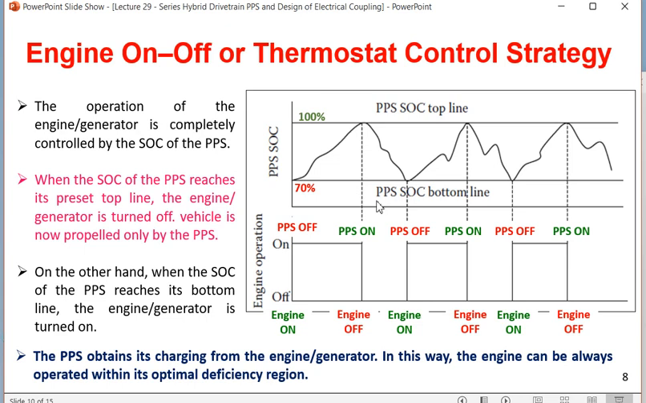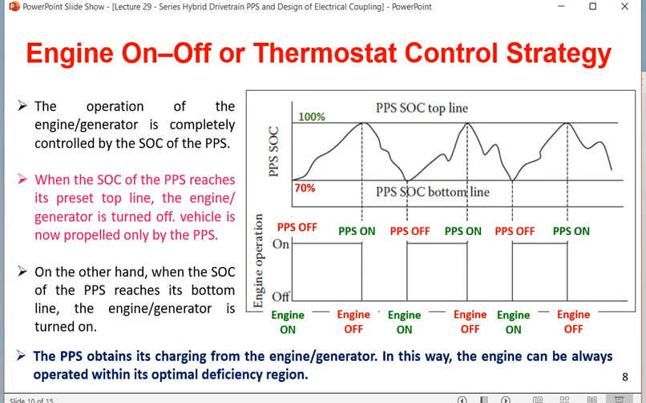Last line, the PPS obtains its charging from the engine generator. As long as the engine is on, PPS will get charged from the engine generator. In this way the engine can be always operated within its optimal efficiency region. So engine generator will always keep on charging the PPS as long as the engine generator is on, and when the engine generator is off, at that time PPS is going to run the whole show. This is the second on off control, or engine on off or thermostat control strategy.